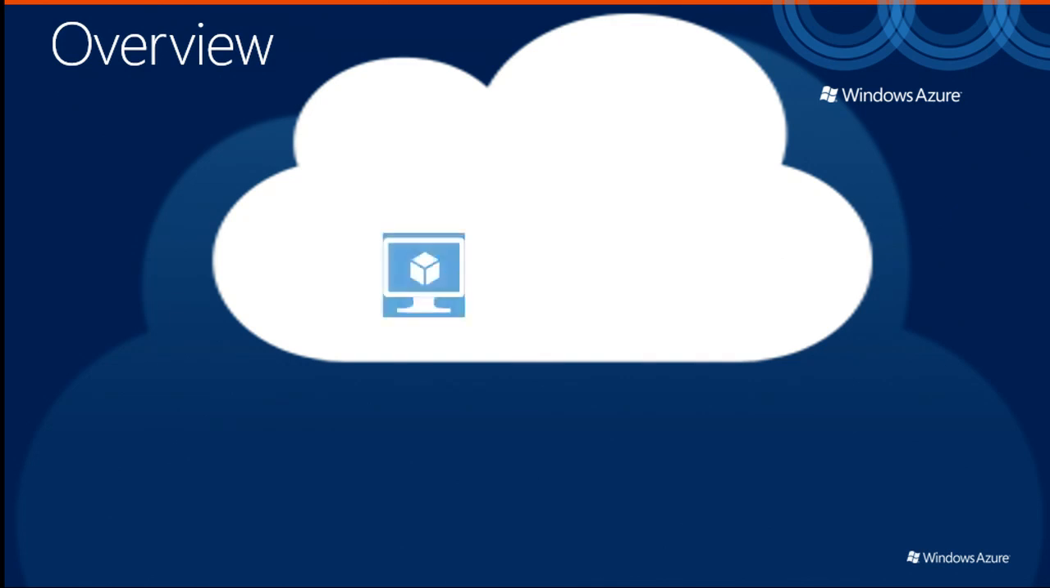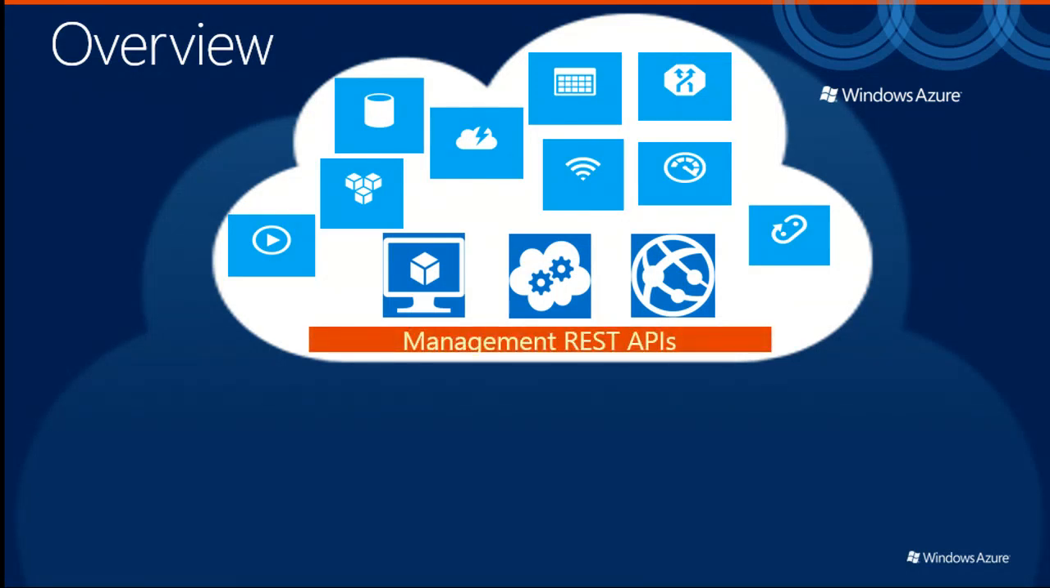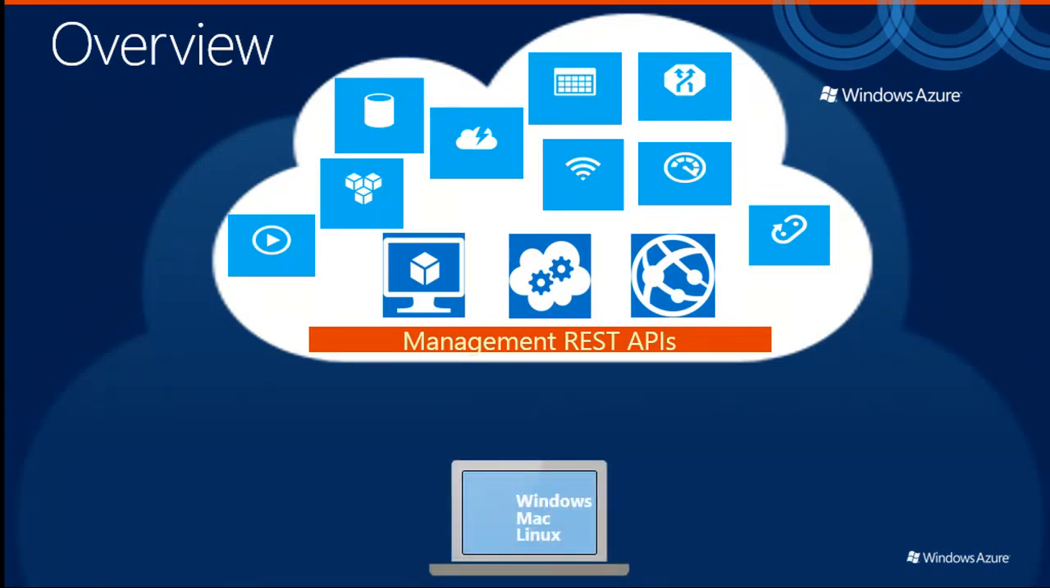With that as a top-level framing, let's quickly look at what the management approach and access mechanisms are. We talked about these different services that are available. One of the things we've done across the whole platform is standardize on a standard set of management REST APIs. Every service in Azure has a corresponding set of management REST APIs, which give you platform-agnostic access to all the functionality that we offer. Hence, whether you're on a Windows box, a Mac, or Linux, or in most cases even a browser on a phone, it would just work.